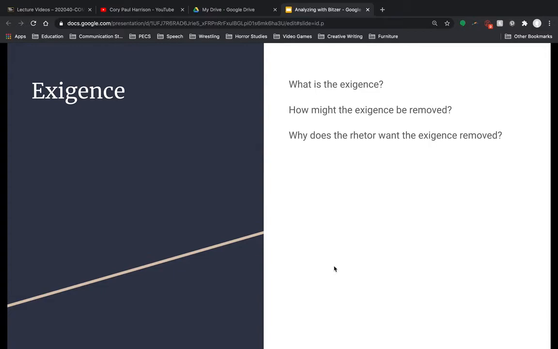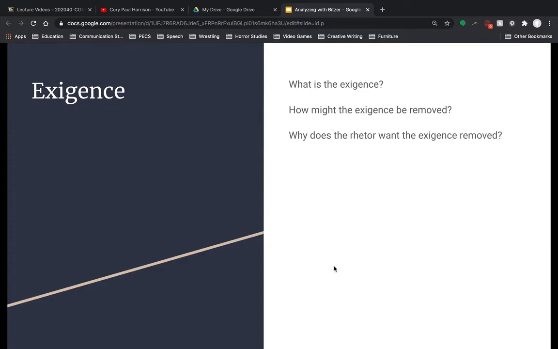How might the exigence be removed? Well, it's by changing people's opinion about what you're all about. The way to change an opinion is to work persuasively against that existing opinion. So for Hardee's, what they're doing is saying, no, we recognize that we're going back to something better that existed previously. So it's like regrounding themselves in their origins, so to speak.